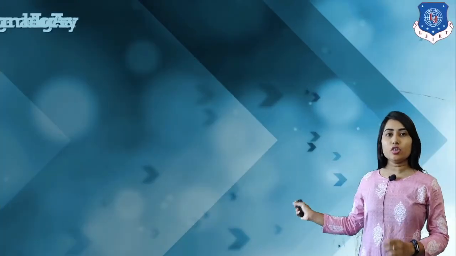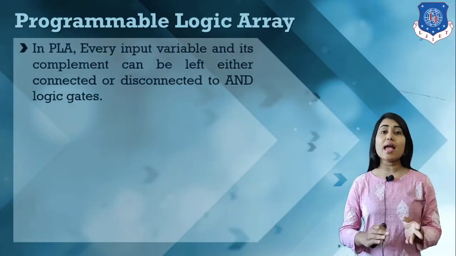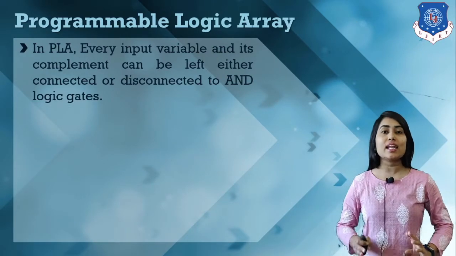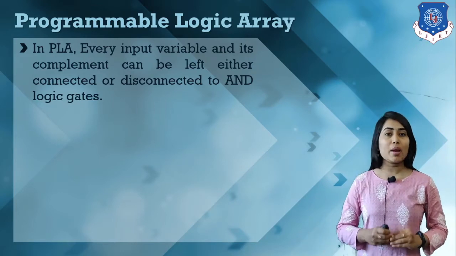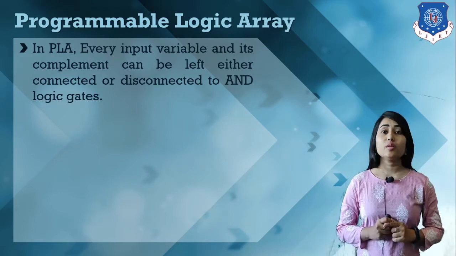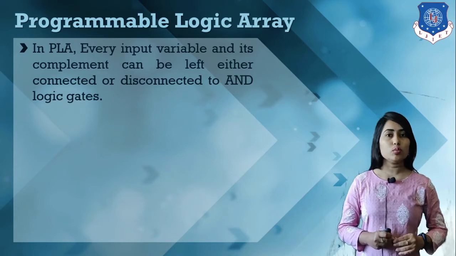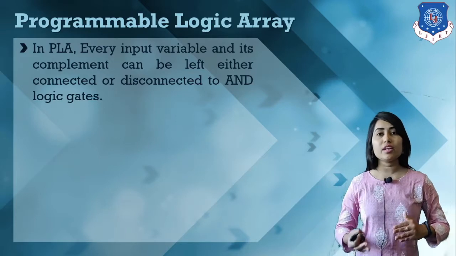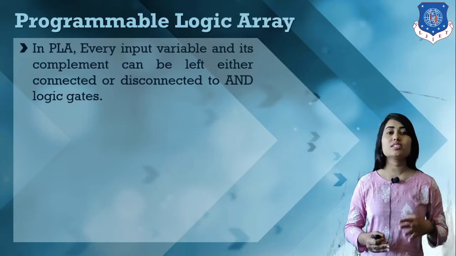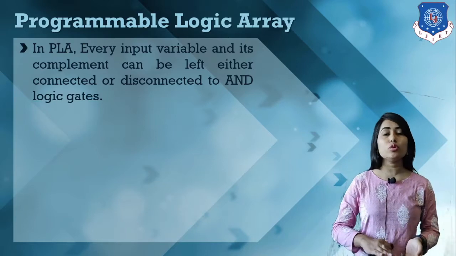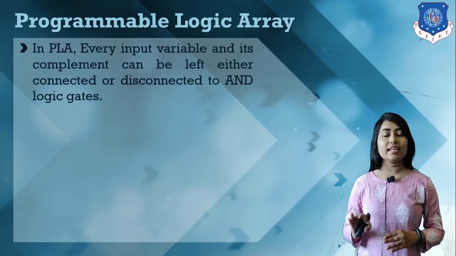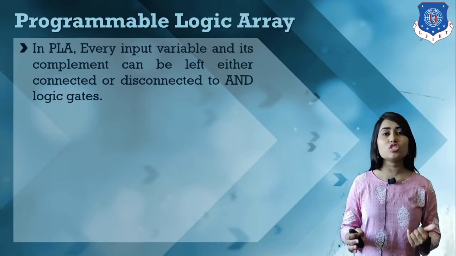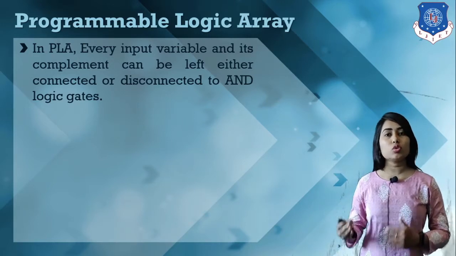In PLA, every input variable and its complemented value is present, and it will be connected or disconnected with the AND gates depending on our requirements. Here in the PLA circuit we have the normal input and the complemented input. Depending on our requirements, these normal or complemented inputs are connected with our AND gates, and these AND gates generate various product terms depending on the connections. And these product terms are given to the OR gates.